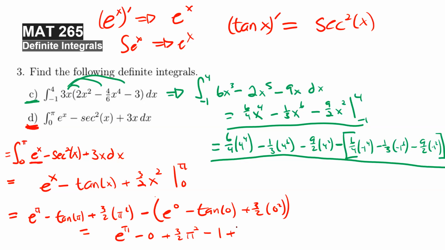So I double check: 0 minus 0. And that simplifies to e to the pi plus 3/2 pi squared minus 1. That would be our answer. We could plug it into our calculator and get a decimal, but that right there is technically more correct, because we don't have to worry about decimals.